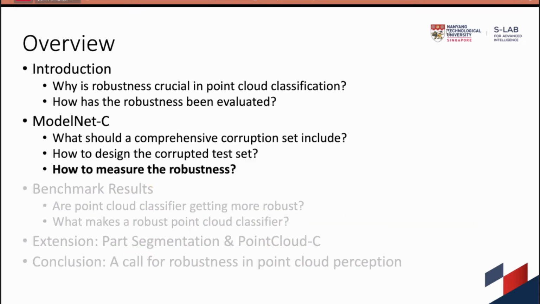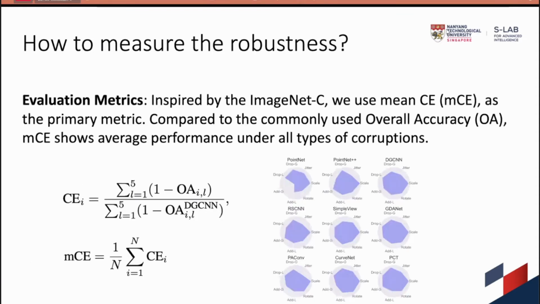So how to measure the robustness? Inspired by 2D robustness evaluation metrics, we use mean corruption error as the primary metric. To normalize the severity of different corruptions, we choose DGCNN, a classic point cloud classification method, as the baseline.